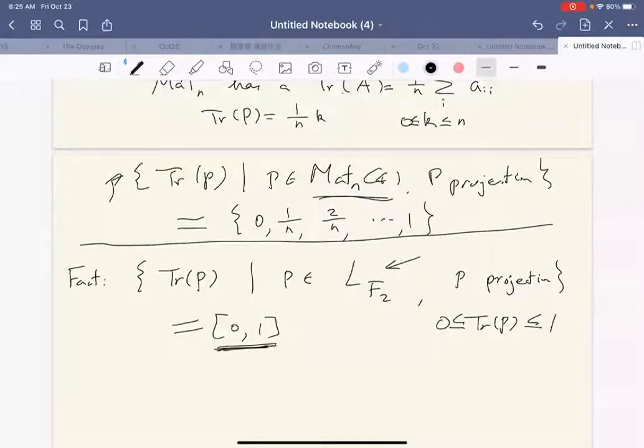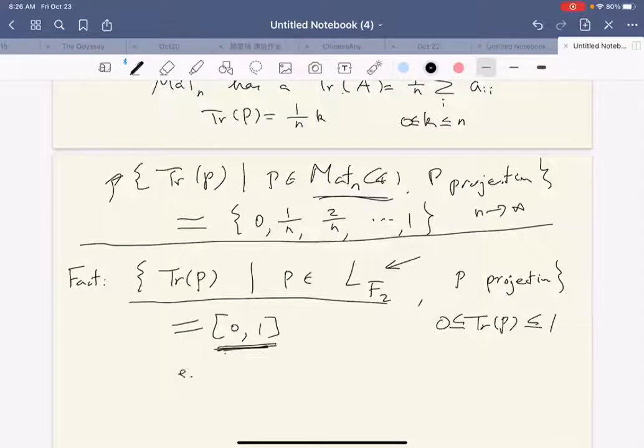I guess you can sort of see that, because when you take n large enough, as n goes to infinity, this discrete set gets closer and closer to 0, 1. But this is a precise statement. If you think of p as describing some kind of subspace, then the dimension of the subspace looks like a continuum between 0 and 1. It's not going to be a k-dimensional subspace; suitably normalized, it can take any value.